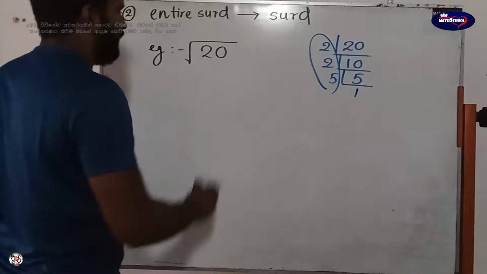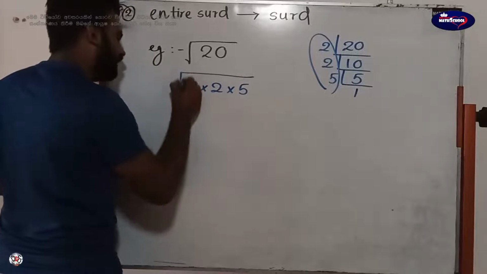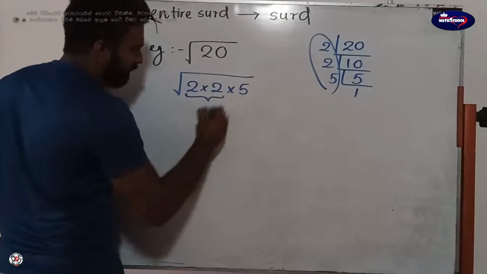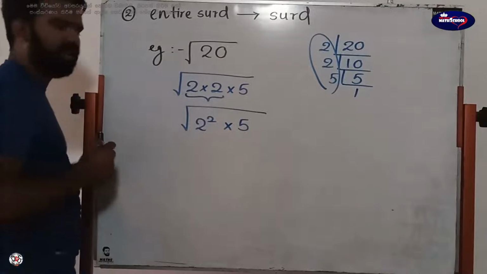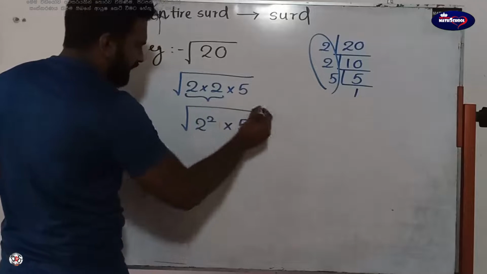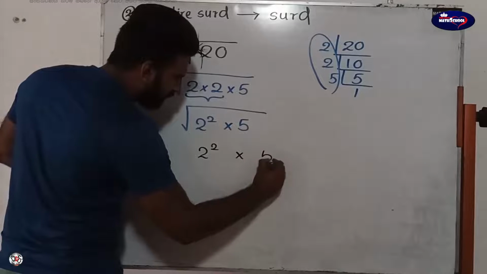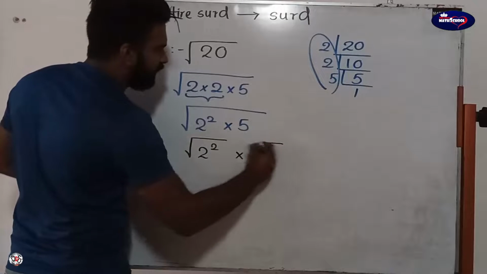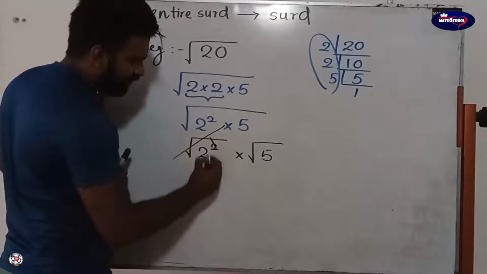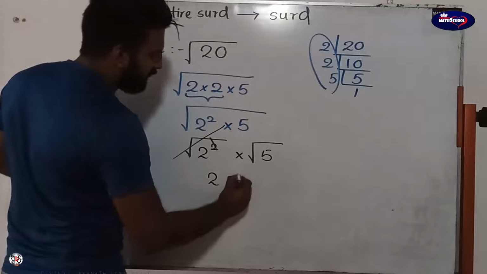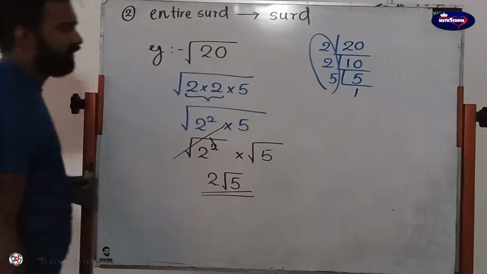So you can write down these things: 2 into 2 into 5. Right? So here you have two same things, so you can write down 2 to the power 2 into 5. So the square root is related to 2 to the power 2 and 5 both. So here the square root of 2 to the power 2 and the square root of 5. Square root and the square will be gone off. So here 2 will be remaining, and here it will be square root of 5. So you will obtain it like this.